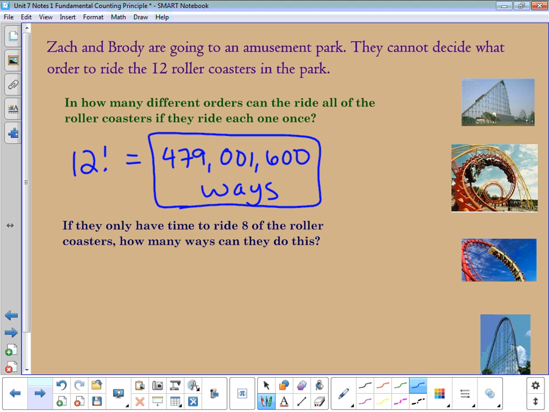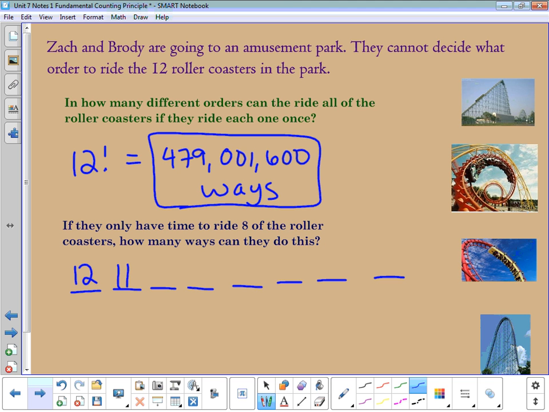Now part B is a little different. There's 12 possible roller coasters, but Zach and Brody are only going to ride 8 of them. So instead of having 12 spaces, they're only going to have 8. But there's still 12 possible roller coasters. So for the first roller coaster that they ride, there's 12 choices. Once they ride that one, there's 11.